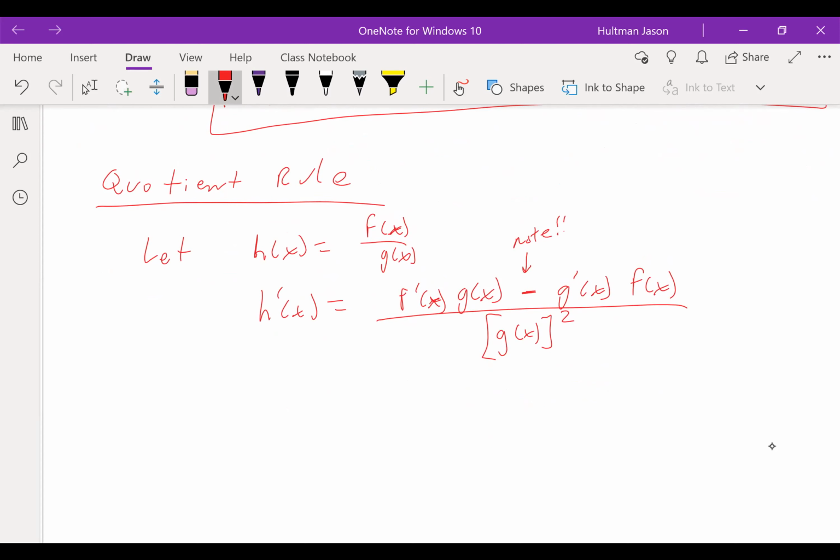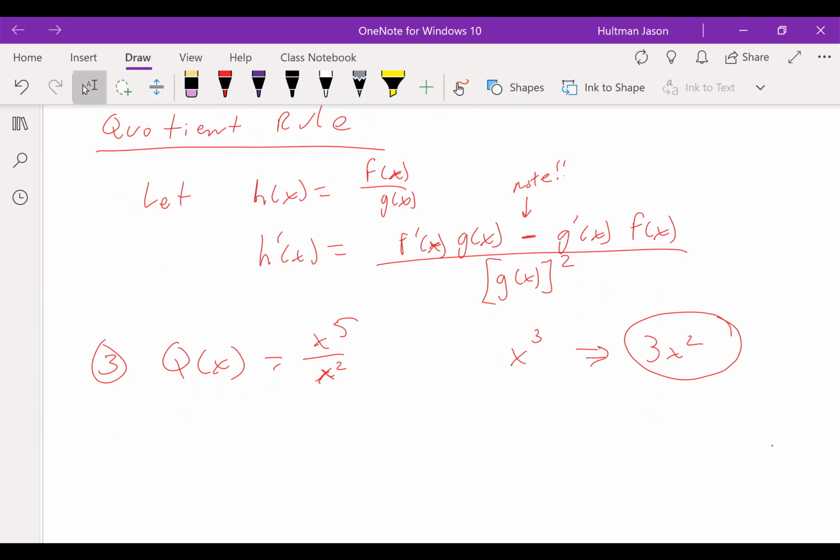Let's do number 3 here. Let's say that q of x is equal to x to the 5th over x squared. I already know what the answer to this is, because if I simplify this, I would get x cubed. And what's the derivative of x cubed? Isn't that just 3x squared? If I simplified this, I would get 5 minus 2, which is 3. But let's see if we can get this by using the quotient rule. It's just good practice.